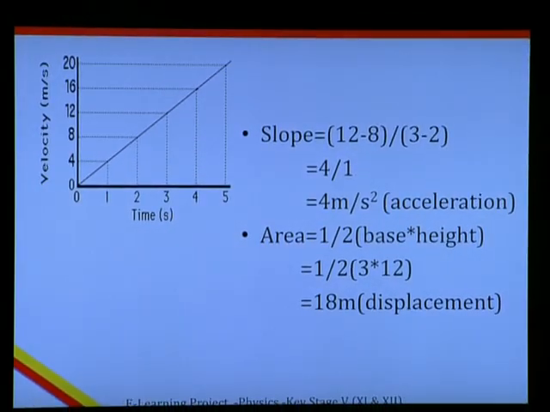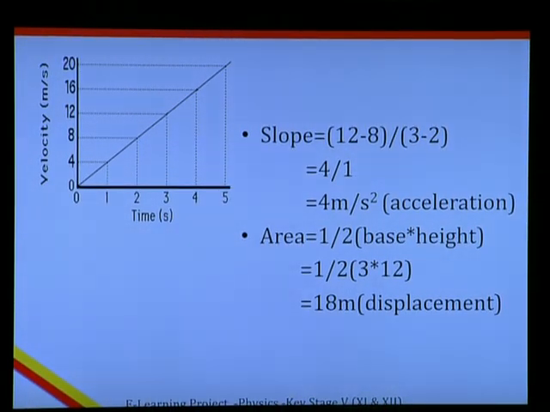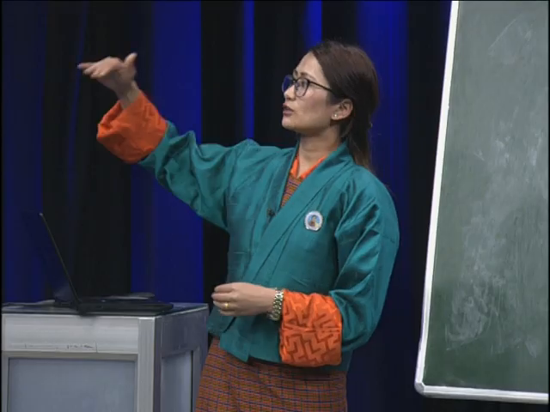So let us look at one example here where you can clearly see on the screen that it is a velocity time graph, and this velocity time graph is again for a uniform motion. Now uniform motion, as you already know, is whenever the object covers equal distance in equal interval of time. For a uniform motion, it will always give us a linear velocity time graph.